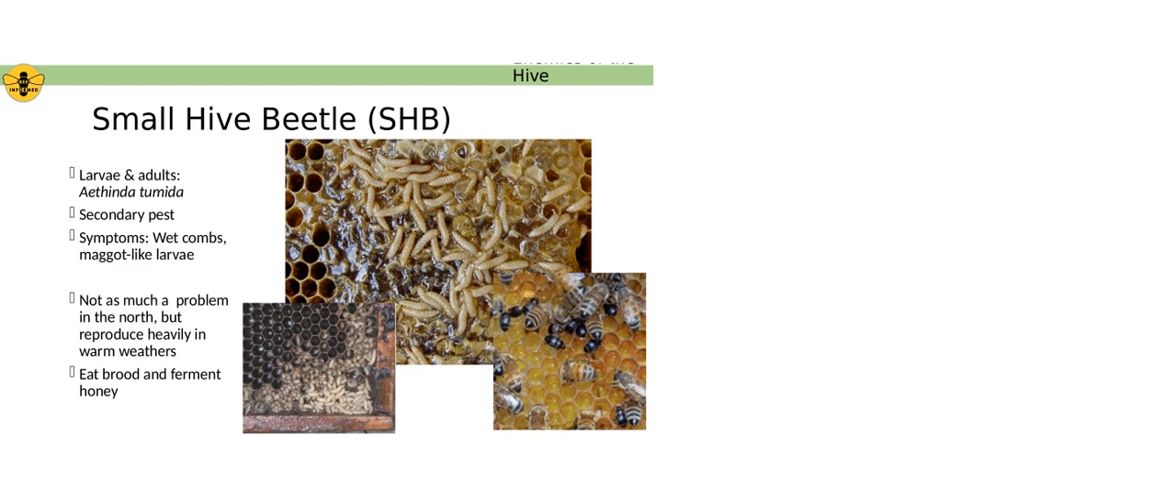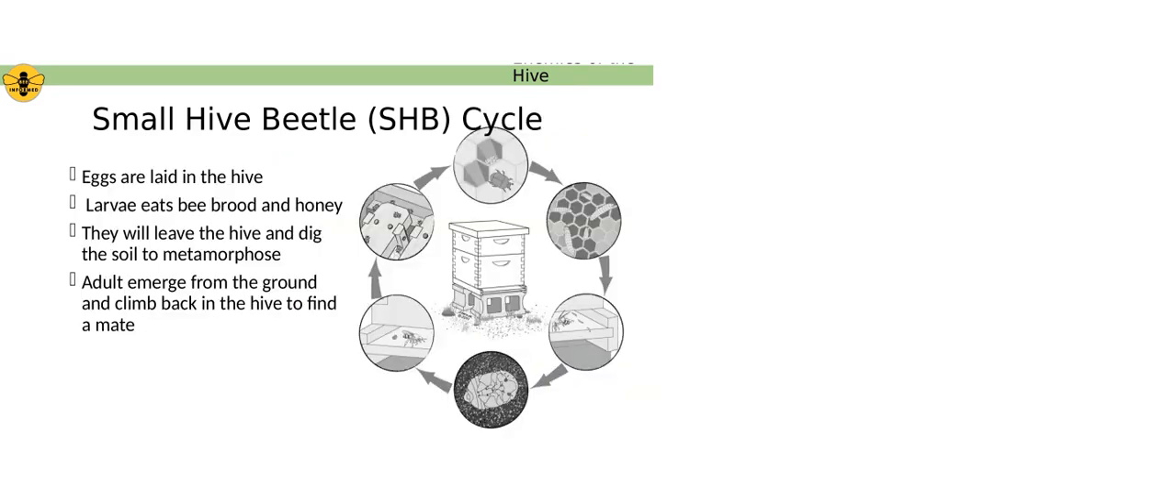So some of the symptoms would be a wet comb. You can see in the center picture how wet that honey capping looks, or maggot-like larva, which obviously we can see here. So it's not much of a problem in the northern areas. Specifically, Canada actually had a quarantine when small hive beetles first came to Canada, but they really do well in hot areas like Florida. And so they'll eat the brood and ferment the honey. And so here they are fermenting the honey. And you can see the adults at the bottom right and the larvae at the top center.